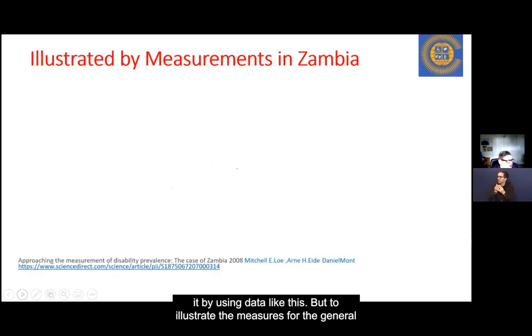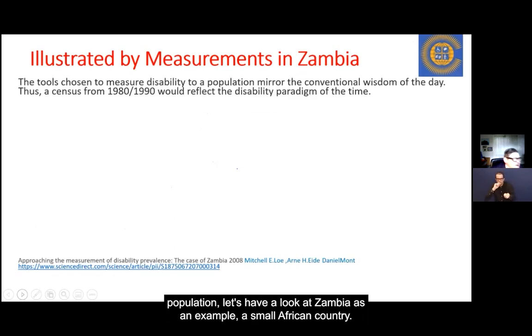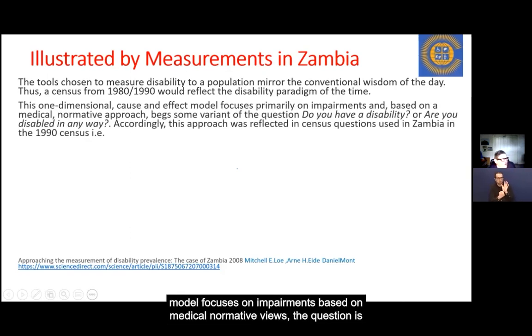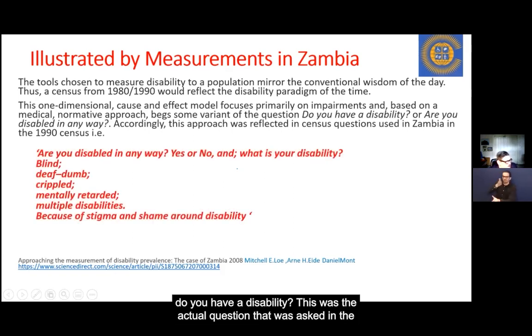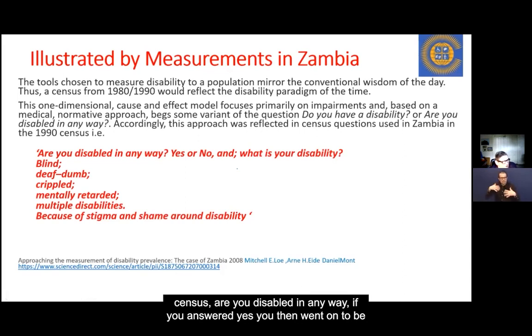But to illustrate the measures for the general population, let's have a look at Zambia as an example, a small African country. The tools chosen to measure disability in the population mirror the different wisdom about disability. And back in 1980 and 1990, they reflected the pre-paradigm shift. So a really medical model approach. One dimensional approach, cause and effect model, focuses on impairments based on medical normative views. The question is, do you have a disability? This was the actual question that was asked in the census. Are you disabled in any way? If you answered yes, you then went on to be asked which of these fits you best: blind, deaf, dumb, crippled, mentally retarded, multiple disabilities.